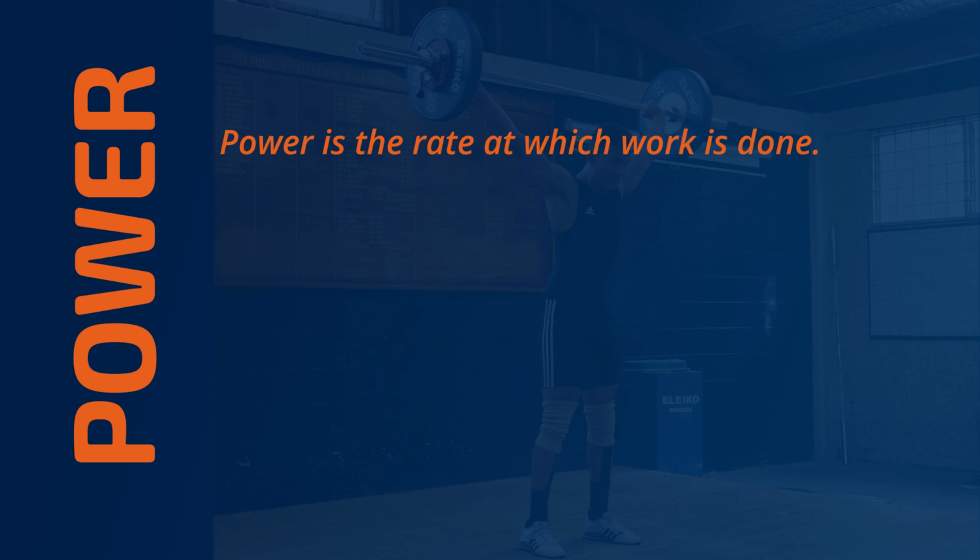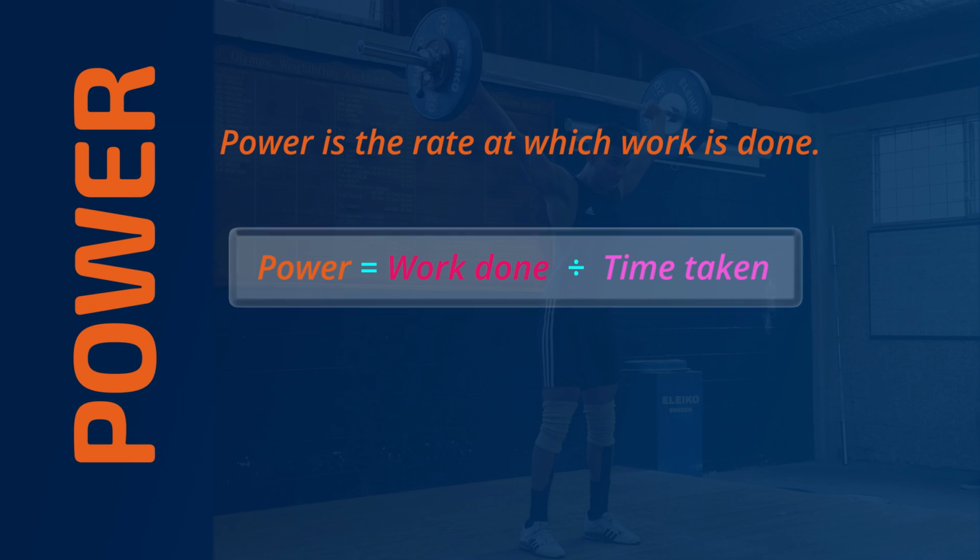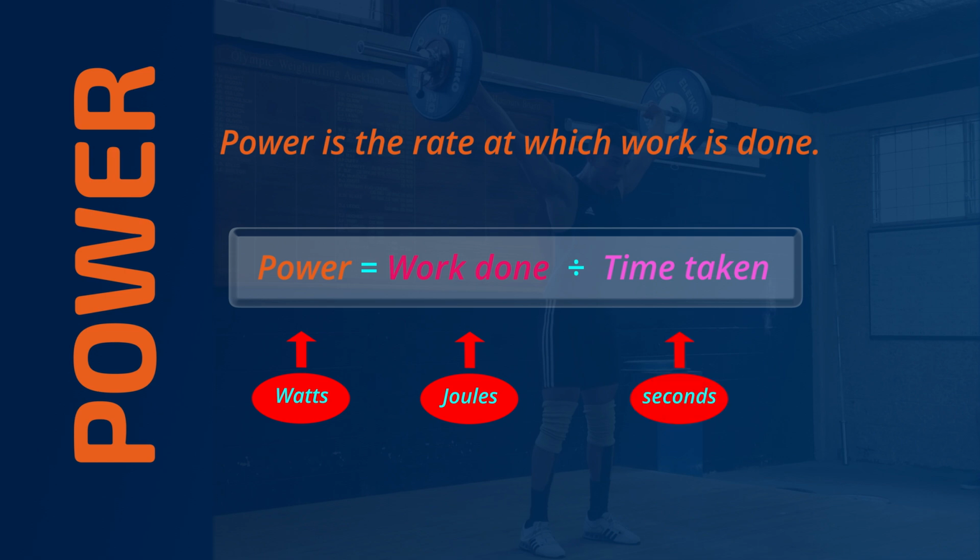Power is the rate at which the work is done. If you move an object in a shorter time, you have more power than if you do it in a longer time. The rule for power equals the work done divided by the time taken to do that work. Power is measured in watts. It's named after another famous scientist. The time is measured in seconds.